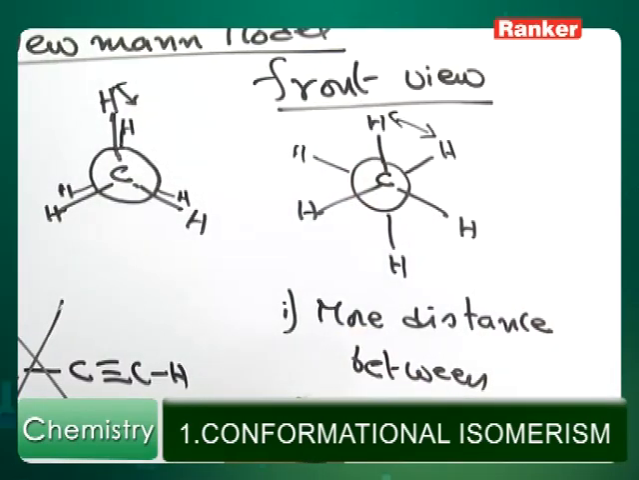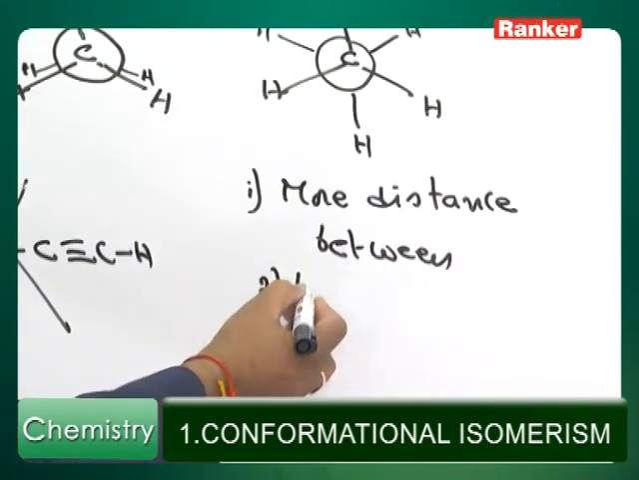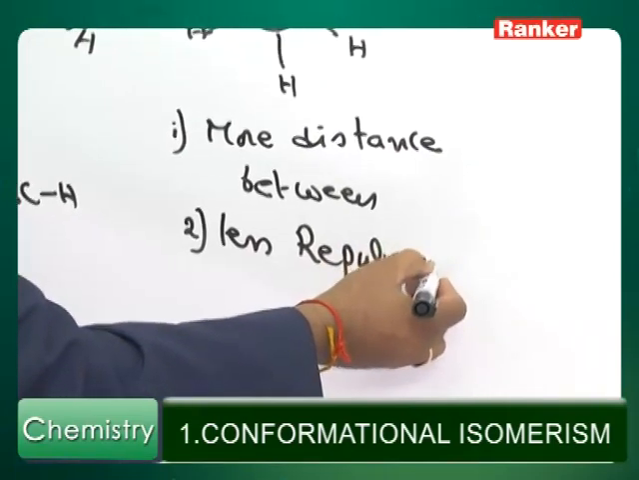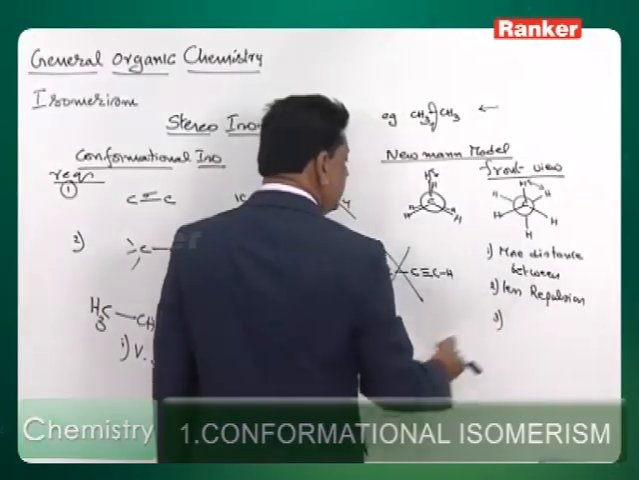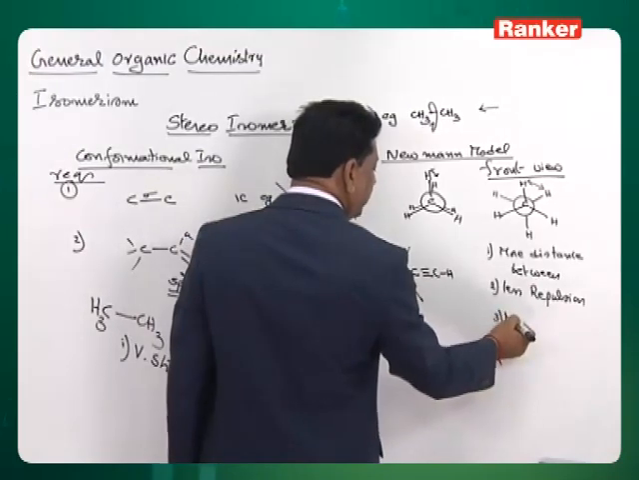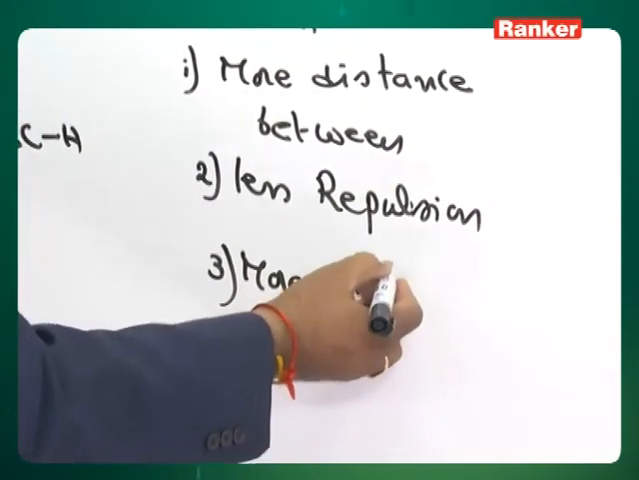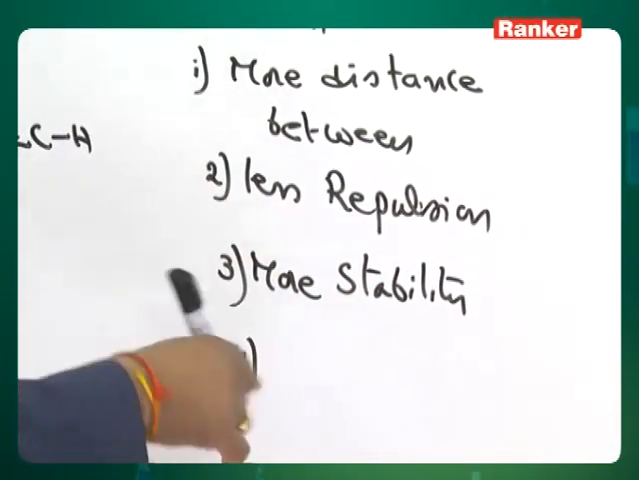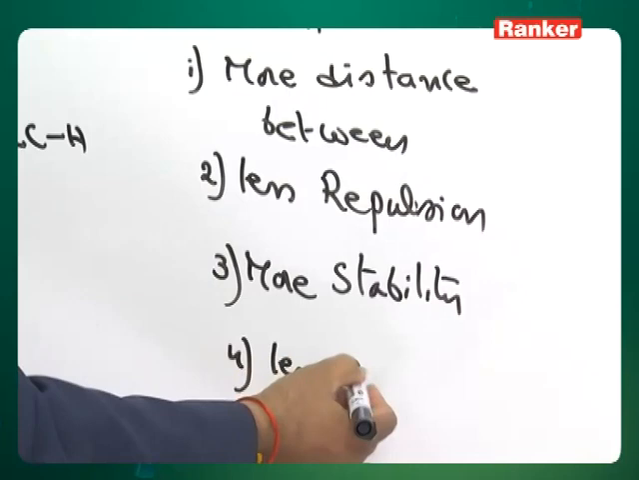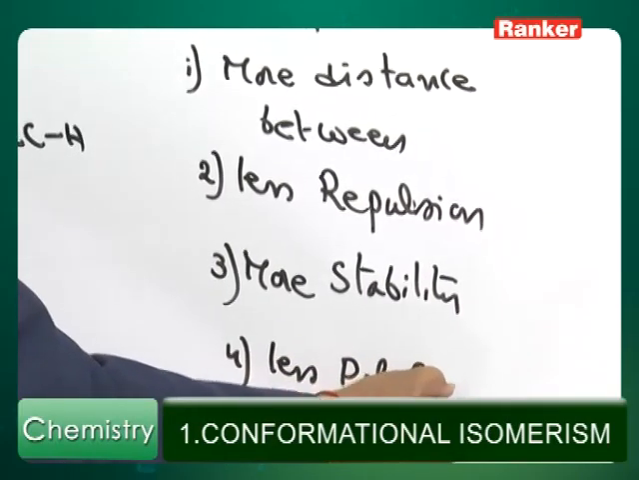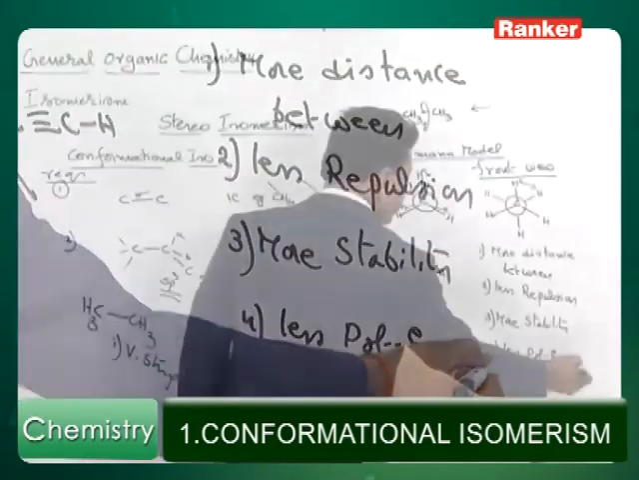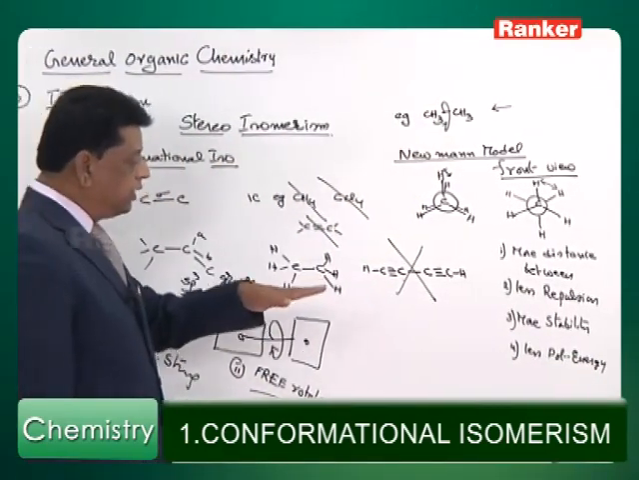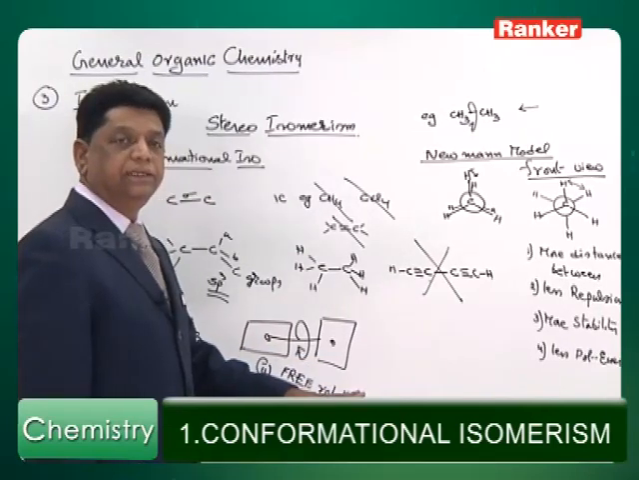More the distance, less will be the repulsion. When repulsion is less, stability will be more. When stability is more, its potential energy will be less. The energy associated with the molecule is called potential energy. The molecule will try to occupy a lower potential energy state.